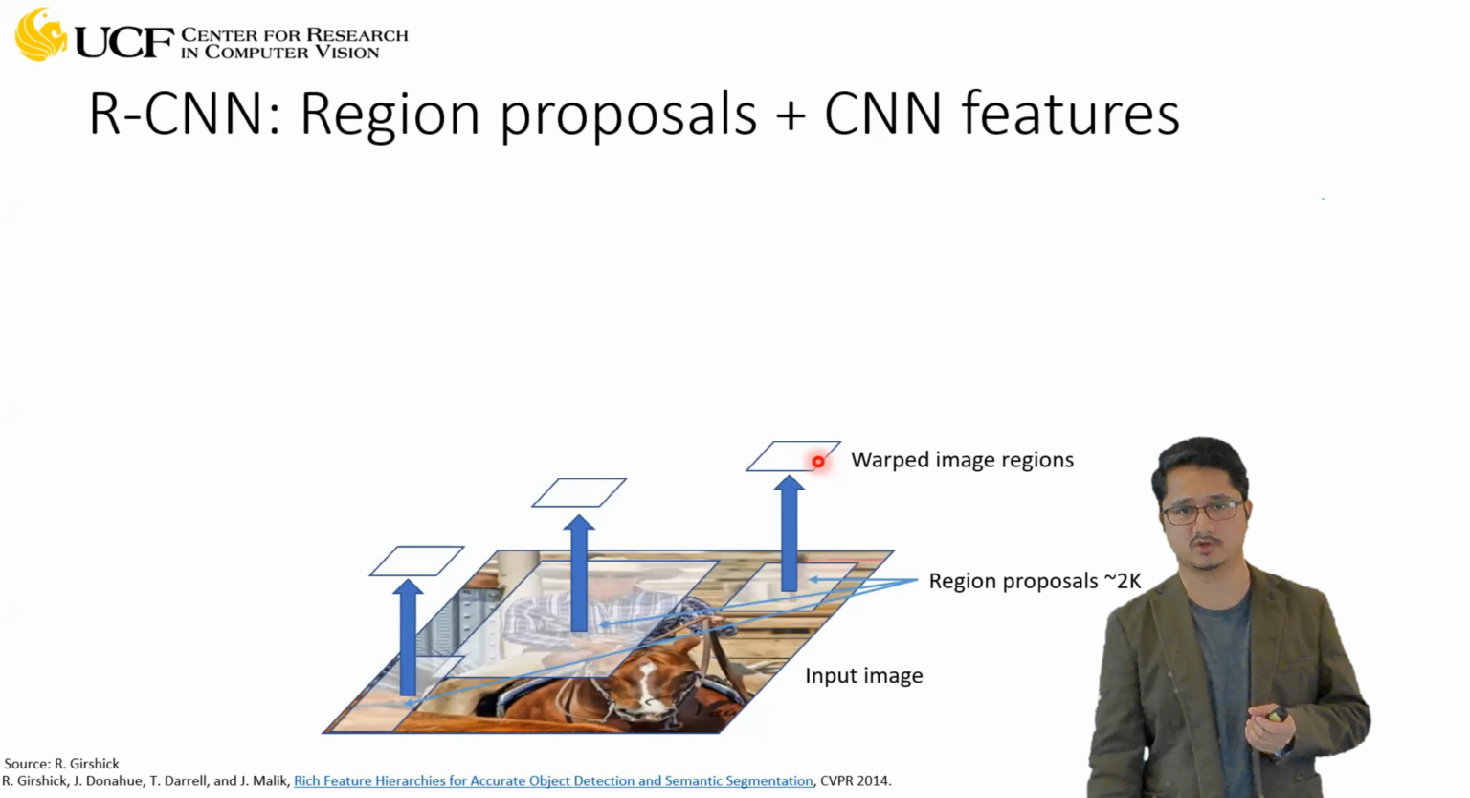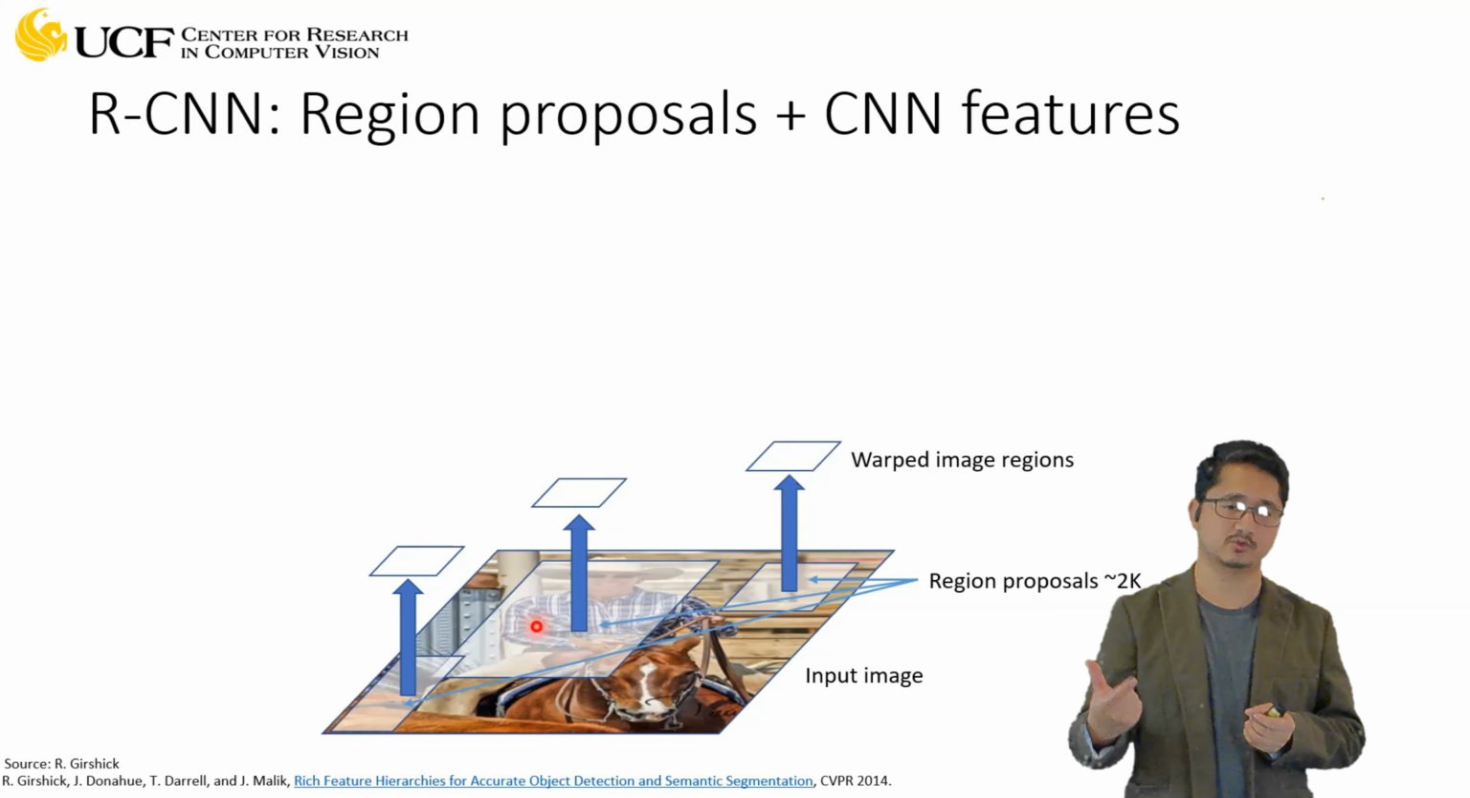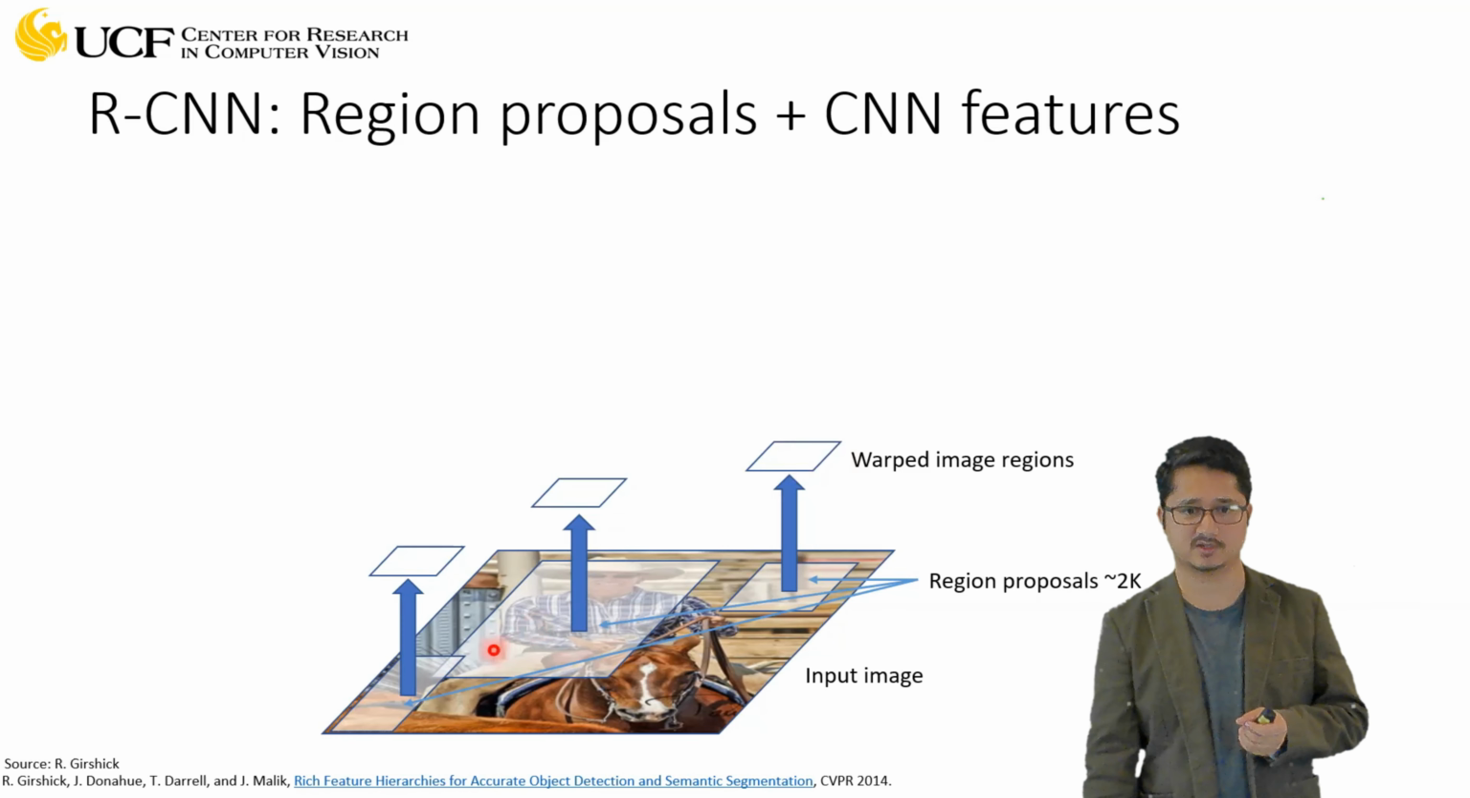And that's a parameter of the architecture. You can say, let's say this is 28 cross 28. So all the region proposals will be reshaped to 28 cross 28, doesn't matter what the original size was.